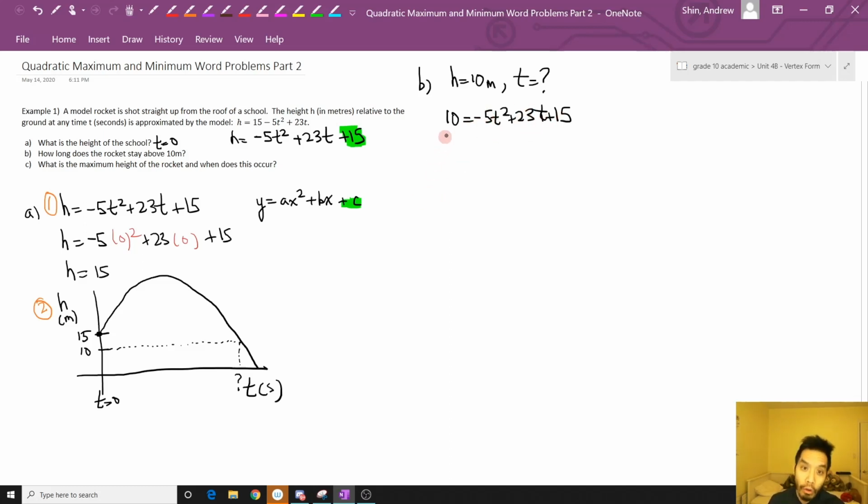But what we do know is how to answer a different question, when is a different parabola equaling to 0. So if I move that 10 to the other side, so I'm going to subtract both sides by 10, so 15 minus 10 will be 5. We can answer this question, when is this parabola here equaling to 0?